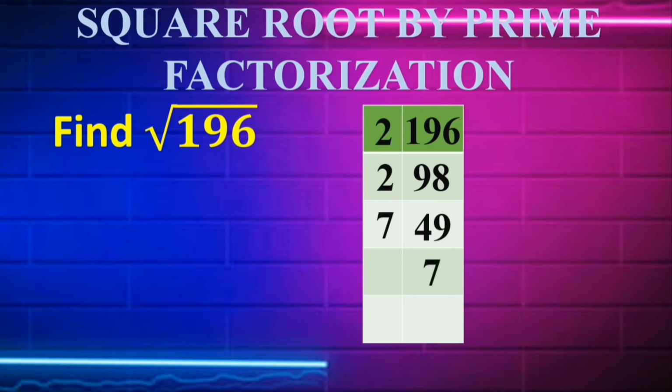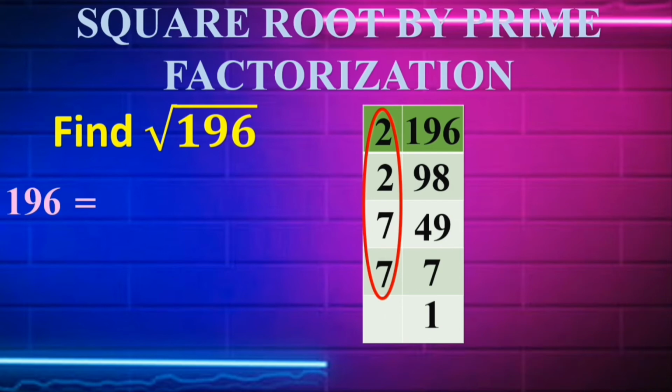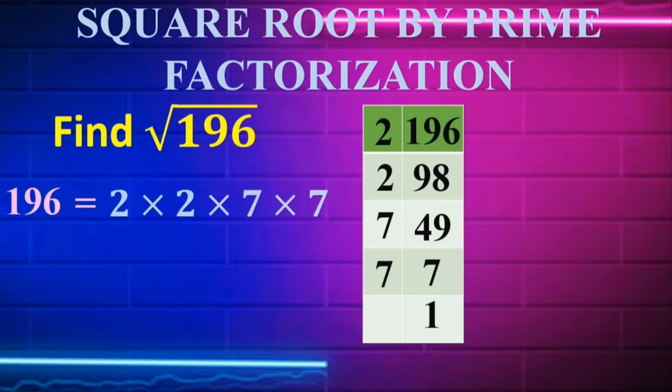7 can still go into 7. 7 into 7 is 1. Now we can express 196 as the product of the prime numbers. So 196 is equal to 2 times 2 times 7 times 7.